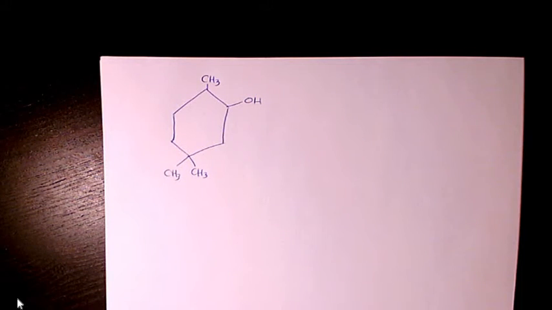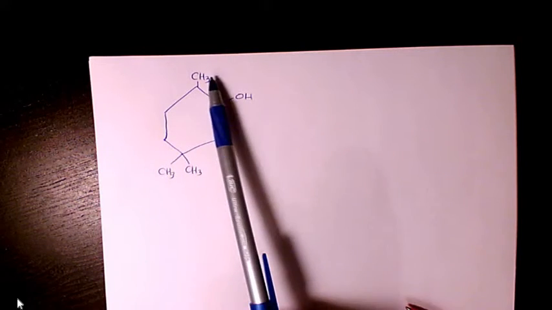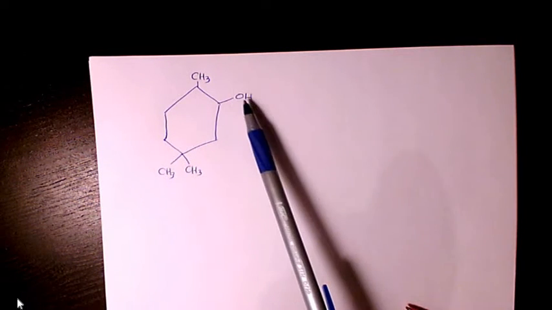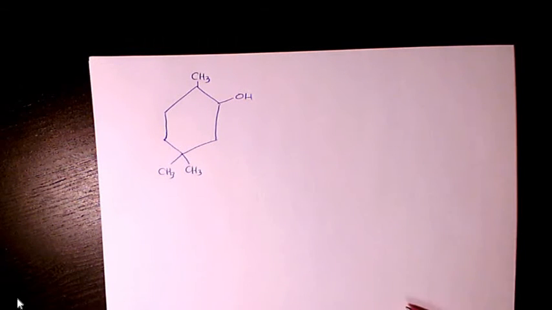Welcome to my channel. In this video I want to show you how to name this organic compound. As you see here, we have cyclohexane, we have some methyl group, and we have hydroxyl group. So since we have hydroxyl group, it means that we are dealing with an alcohol.